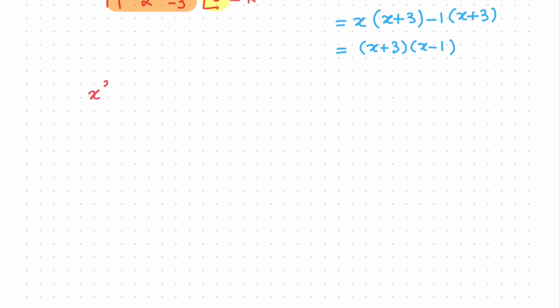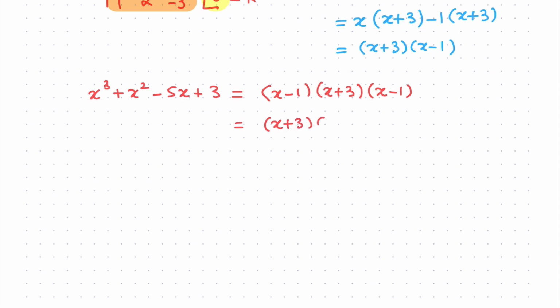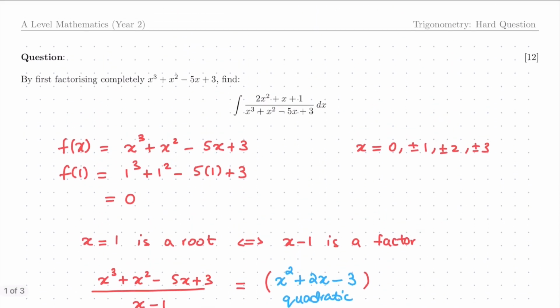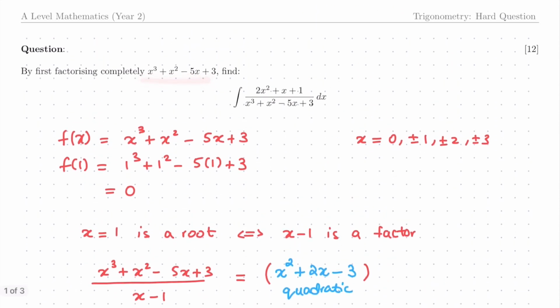The cubic x cubed plus x squared minus 5x plus 3 can be written as x minus 1, which was the factor that we had guessed before, and then the two factors that come from the quadratic, x plus 3 and x minus 1. And these x minus 1s can be combined, so x plus 3 times x minus 1 squared. So the first part of the question is done. We have factorized completely this cubic.